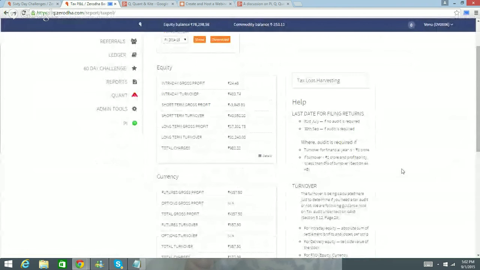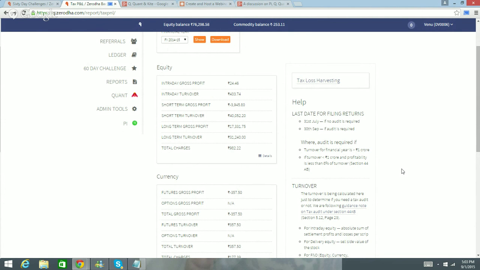Another thing about tax P&L is that everyone who trades futures and options and everyone who is doing intraday trading has to use a form called ITR4. ITR is the income tax return, the form using which you submit to the IT department how much you made or lost. There are different kinds of forms: ITR1, ITR2, ITR4, ITR4S. ITR1 is for people who have only salary income. A lot of you who have only salary income don't have to use any other form. You can use ITR1, and ITR1 can be done online.